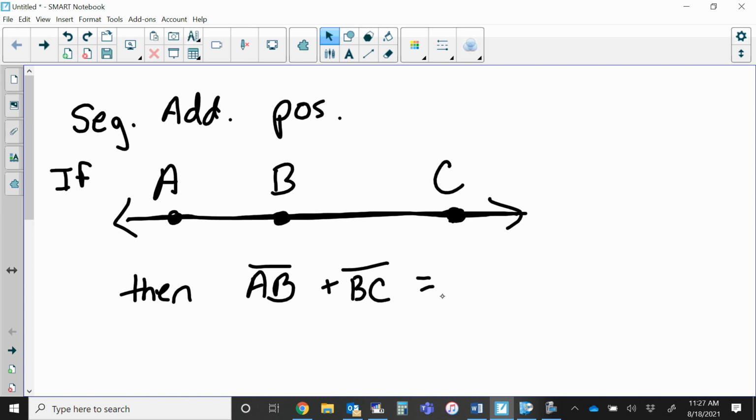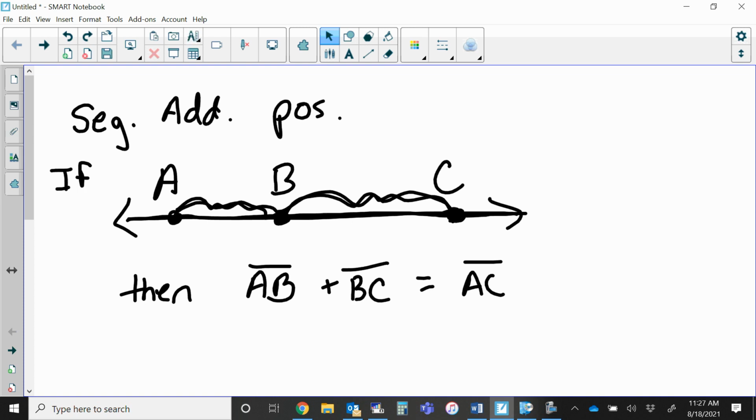What do you think that would equal if I took this piece right here and added it with this piece right here? Assuming they're even? Oh, they're not the same. We can't assume. That's something we'll talk about in a second. But look, if I told you AB plus BC, someone help them out. What do you think that would be? Segment AC. That's logical, right?